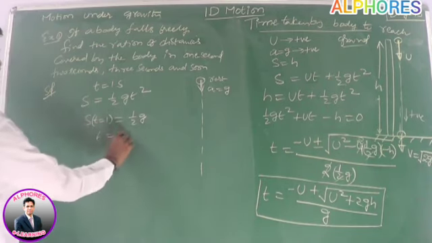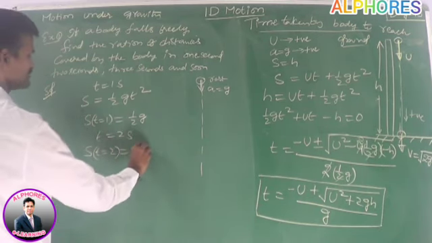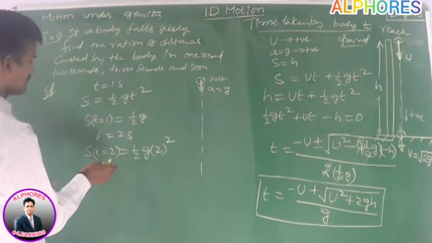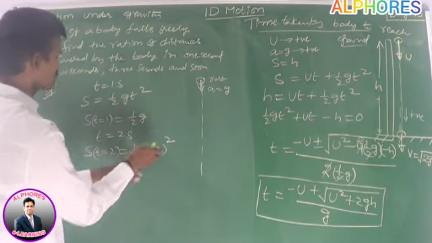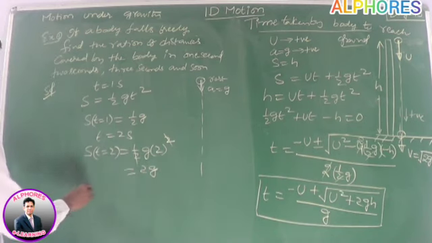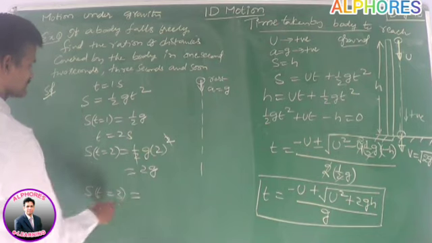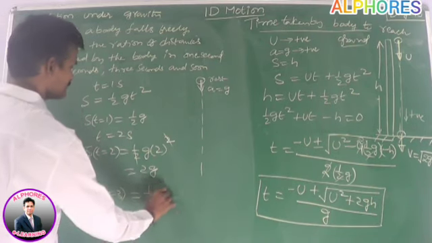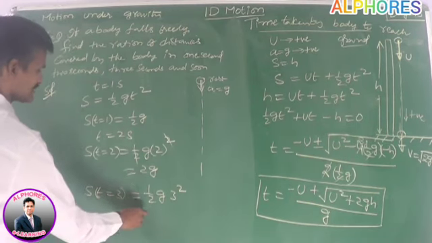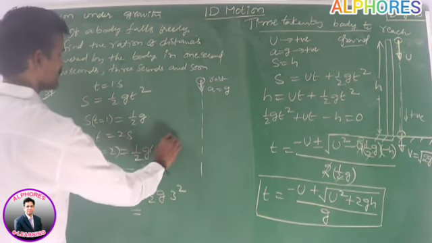If t is equal to 2 seconds, then s at t equal to 2 seconds is half g into 2 square. This is the distance covered in 2 seconds. The 2 gets cancelled, so this is 2g. Distance covered in 3 seconds: t is equal to 3, this is half g into 3 square. In this case, don't cancel this term. This is half g and this is 3 square.